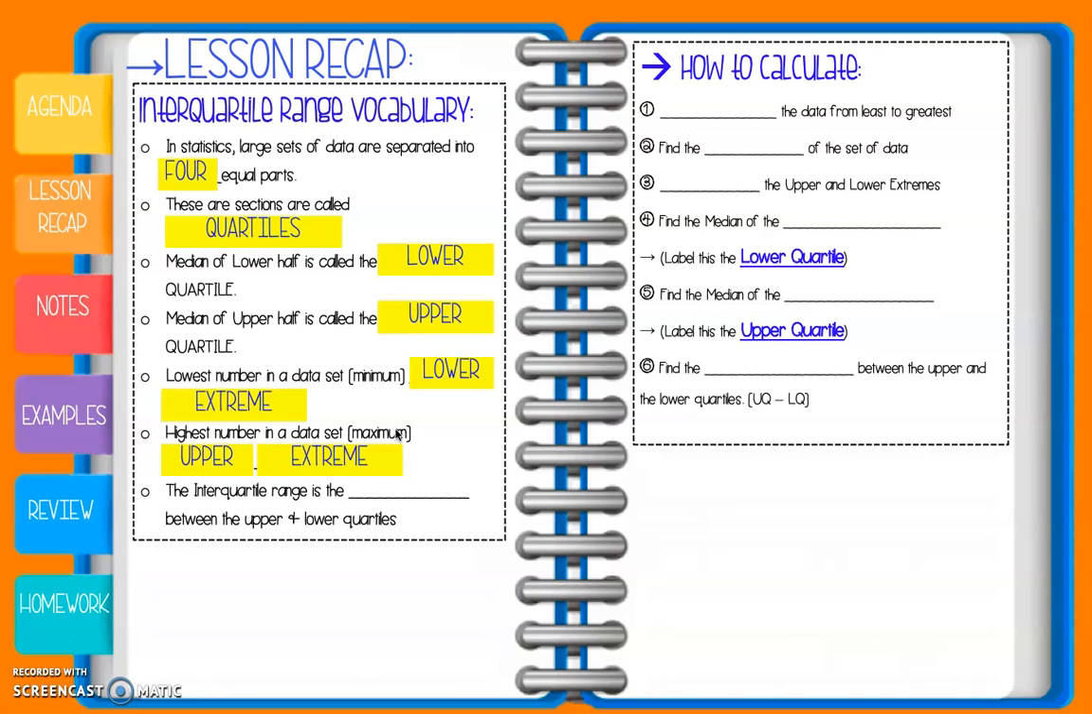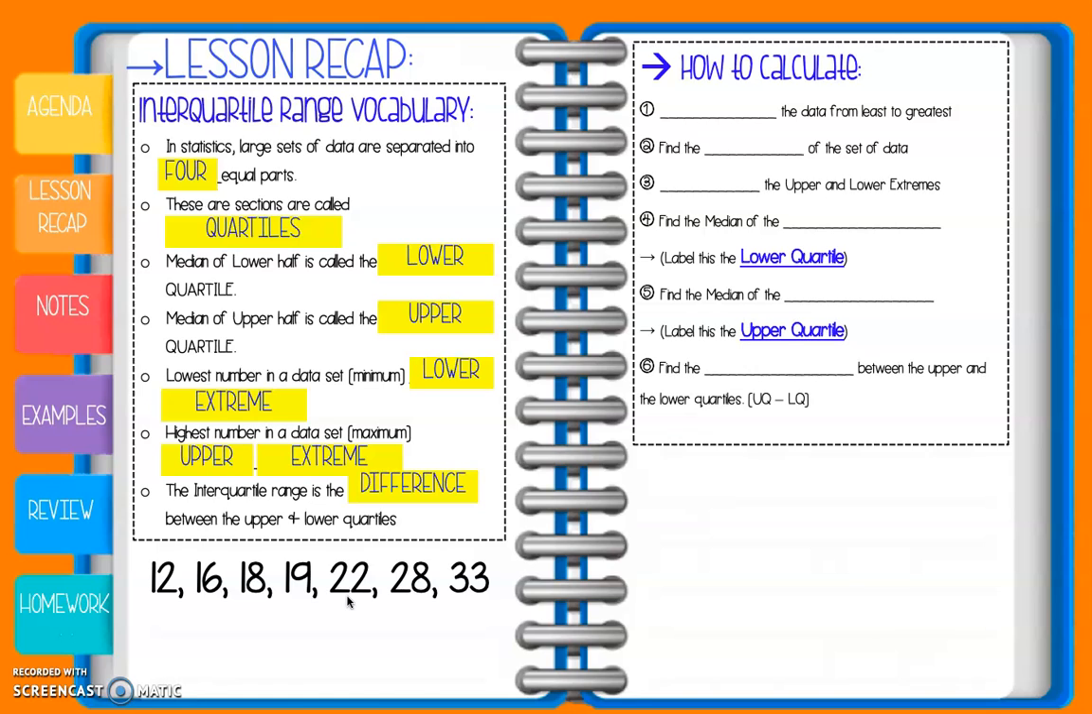Now the interquartile range, what we're calculating today, is the difference between the upper and the lower quartiles. So we have to find the upper and the lower quartiles, and then the word difference tells us that we're going to subtract them.